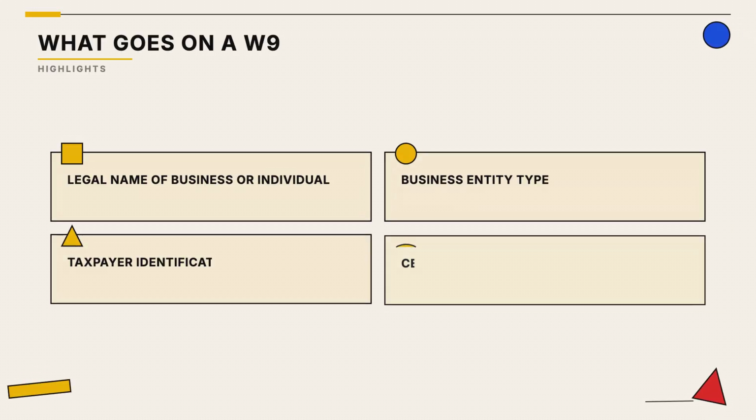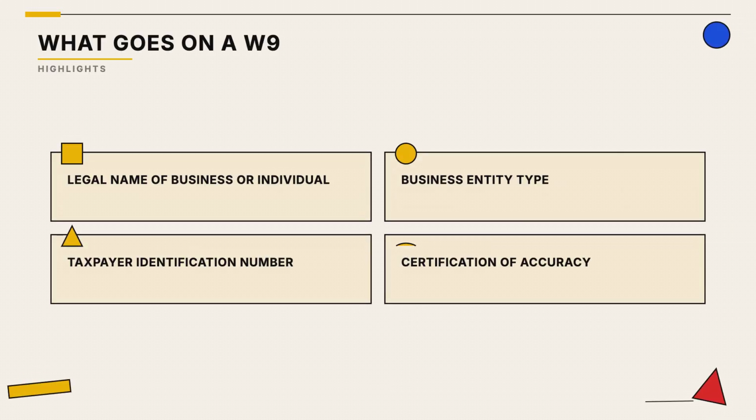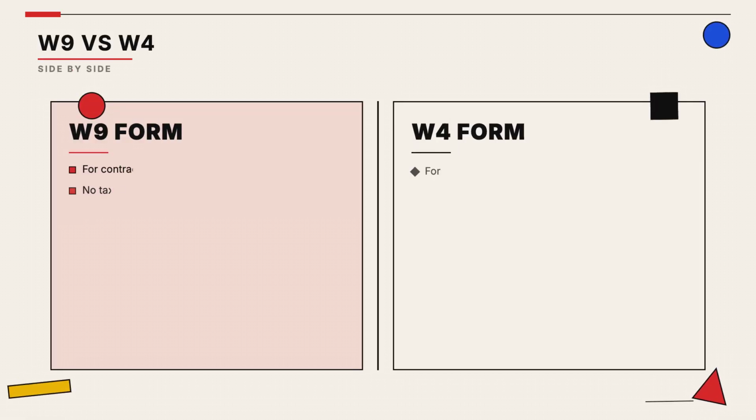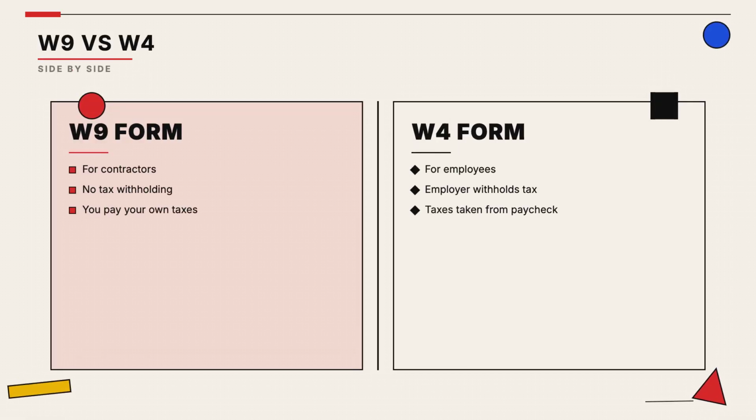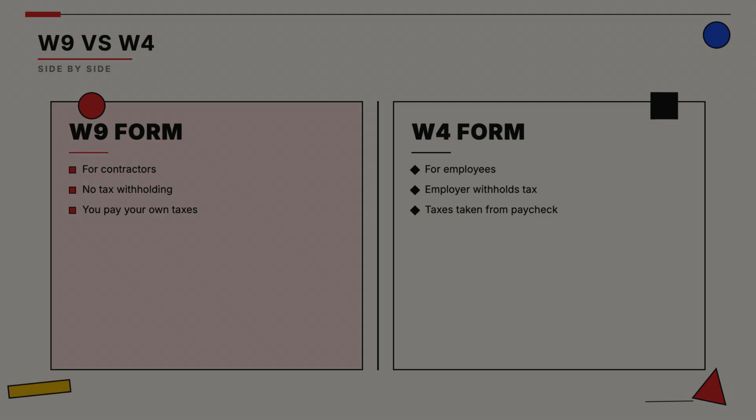The form asks for your basic identity details and your social security number or employer identification number. A W-9 is for contractors, while a W-4 is for employees. The big difference is who is responsible for withholding the taxes.